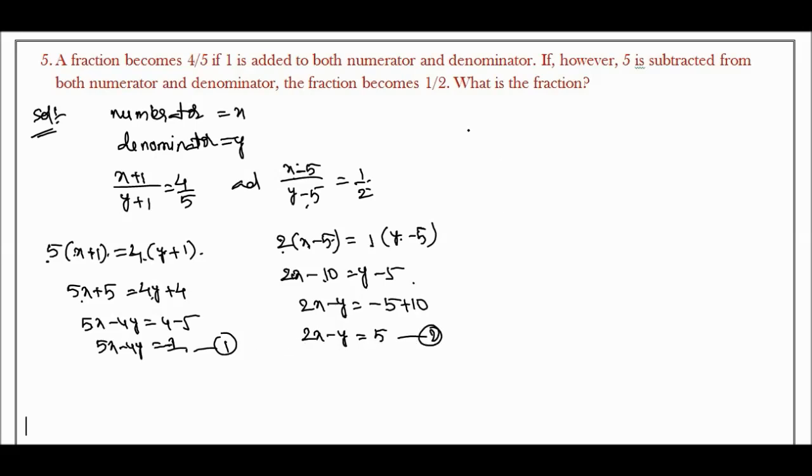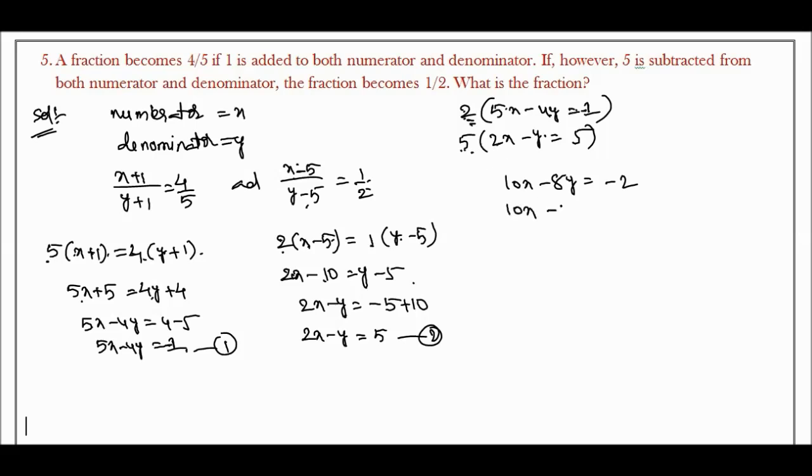Okay. So 5x minus 4y is equal to minus 1, and the second one is 2x minus y is equal to 5. We multiply the first with 2, and the second with 5. So 2 fives are 10x minus 2 fours are 8y is equal to 2 ones are 2, minus 2. We have to multiply the total equation. And 5 twos are 10x, 5 into y, minus 5y, is equal to 5 fives are 25.